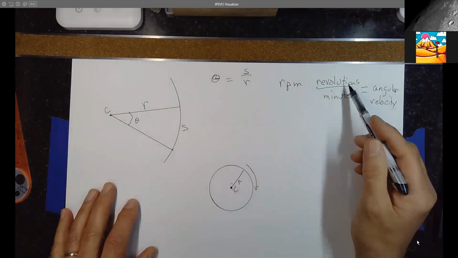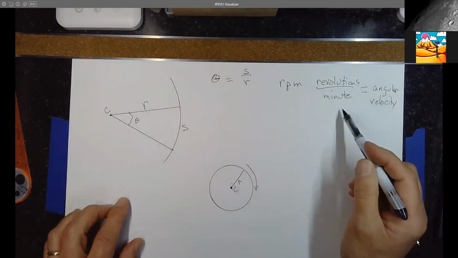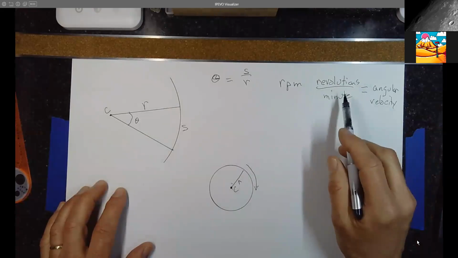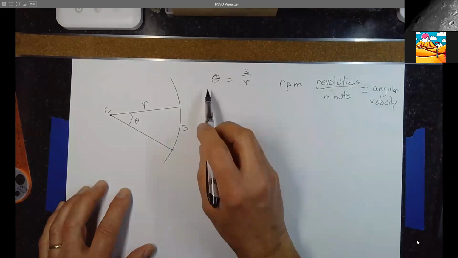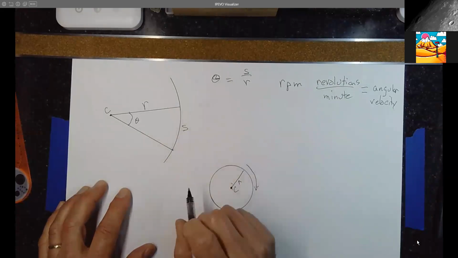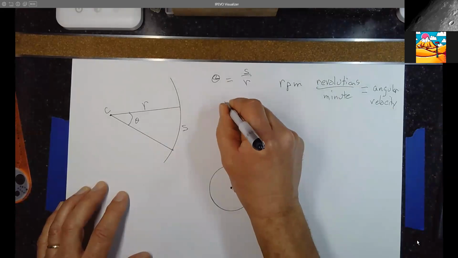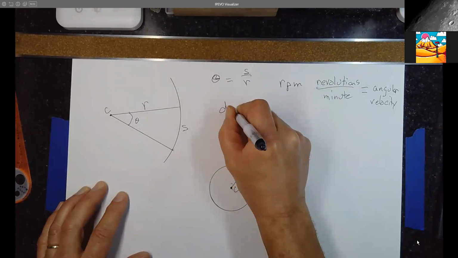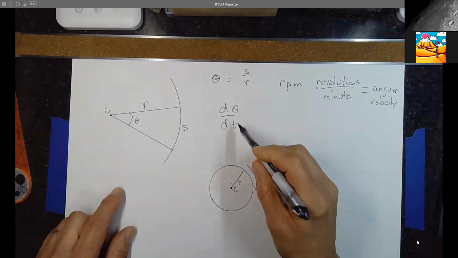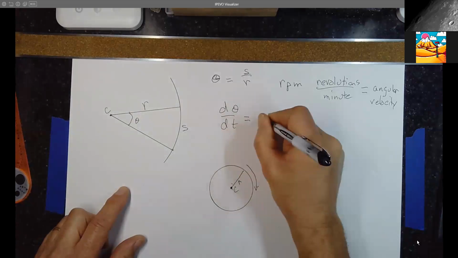Well, we're not going to be using revolutions per minute for the most part, but once in a while we'll hop back and forth between that. Instead, we're going to want our angular velocity to be in radians per second. And if I look at what I've got here, theta equals s over r, if I take the time derivative of theta, the derivative of theta with respect to t, that will be our angular velocity.